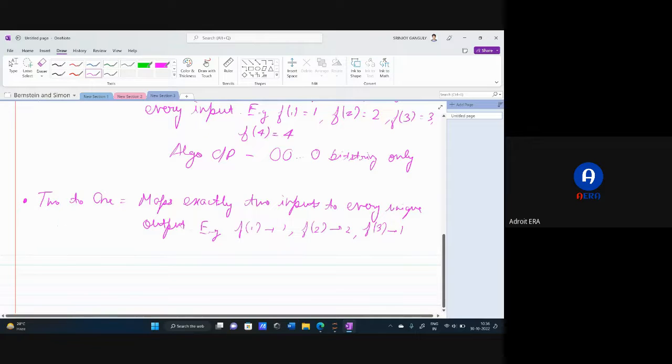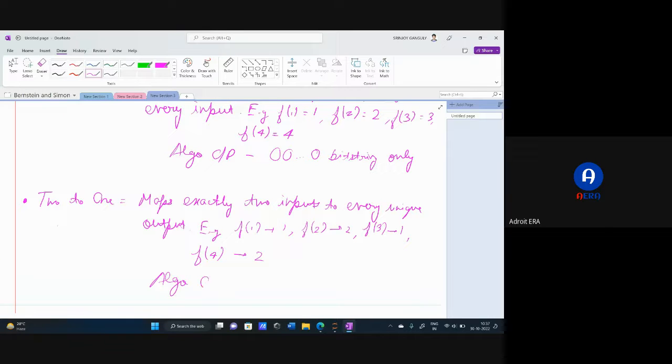And f of 4 goes to 2. So, as you can see, for 1 and 3, the output we are getting is 1 1. And for 2 and 4, we are getting 2 2. So therefore two inputs map to a unique output. And in this case, the algorithm output is our hidden bit string.